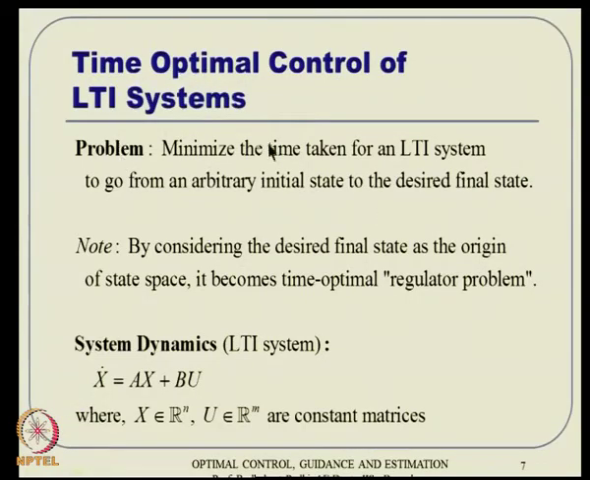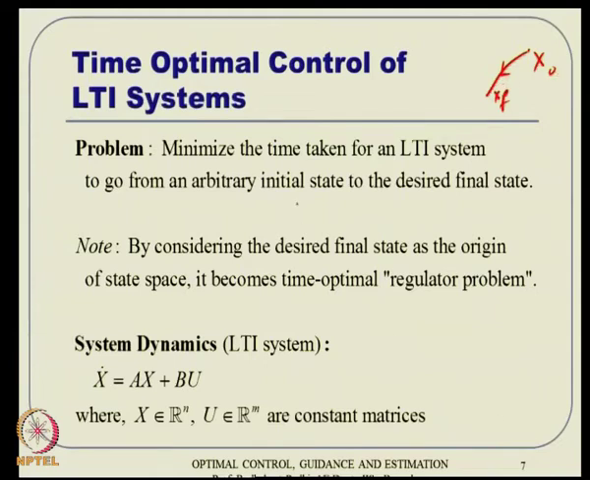So the problem is something like this. What you are interested in is to minimize the time taken for an LTI system to go from an arbitrary initial state to the desired final state. So, we start at a certain point in state space, let us say initial condition x naught, and we want to go to a certain point xf, and that should happen in minimum time.